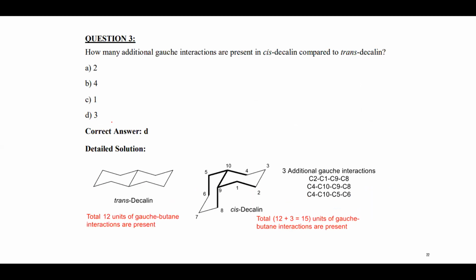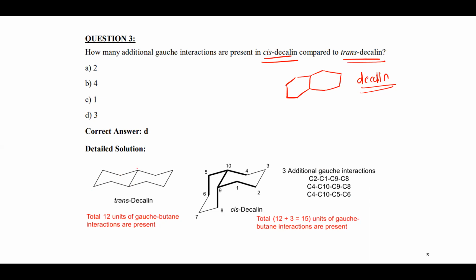The next question is, how many additional gauche interactions are present in cis-decalin and trans-decalin? See, this cis-decalin and trans-decalin. So what is the structure of decalin? Generally we look at it. So this is the structure of decalin, and the cis-decalin and trans-decalin.